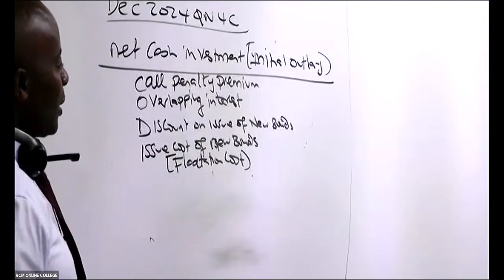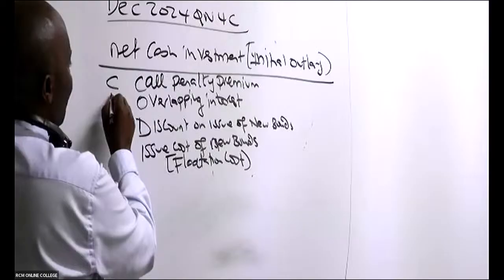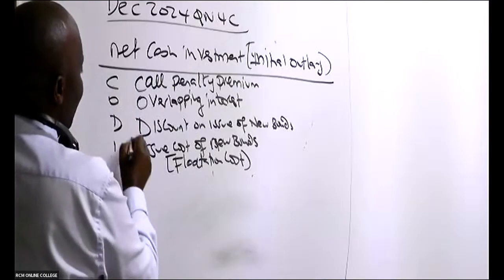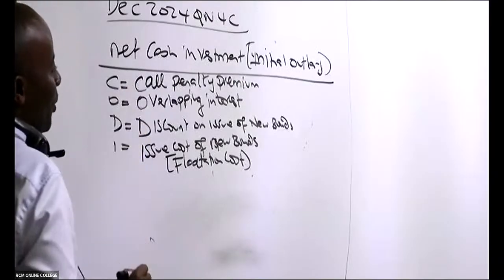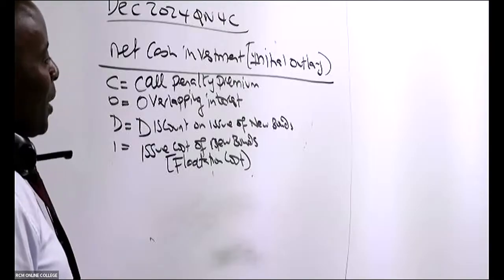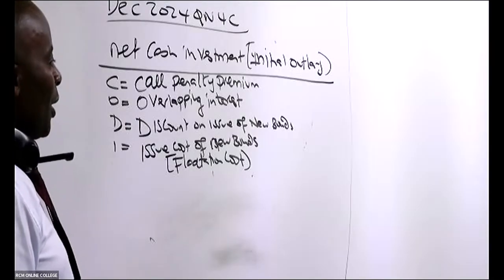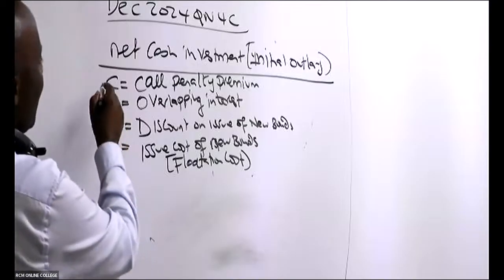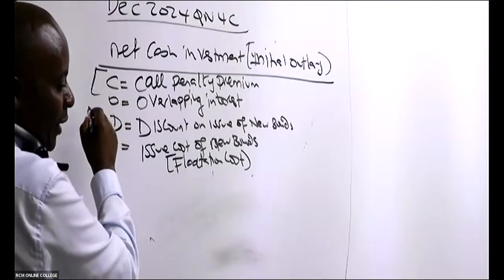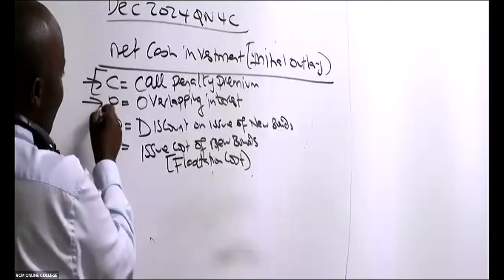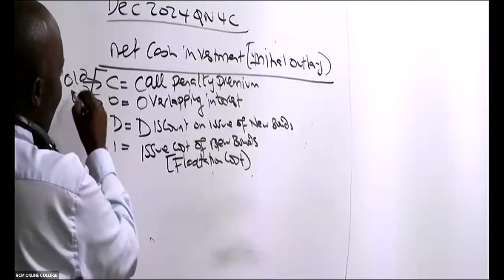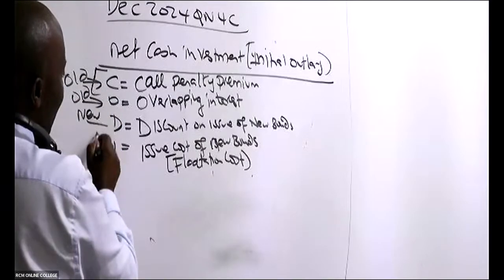So CODI is a very, very important mnemonic. So call penalty premium, we have overlapping interest. As we shall see, these two are for the old bonds. This will be new, and this will be new.